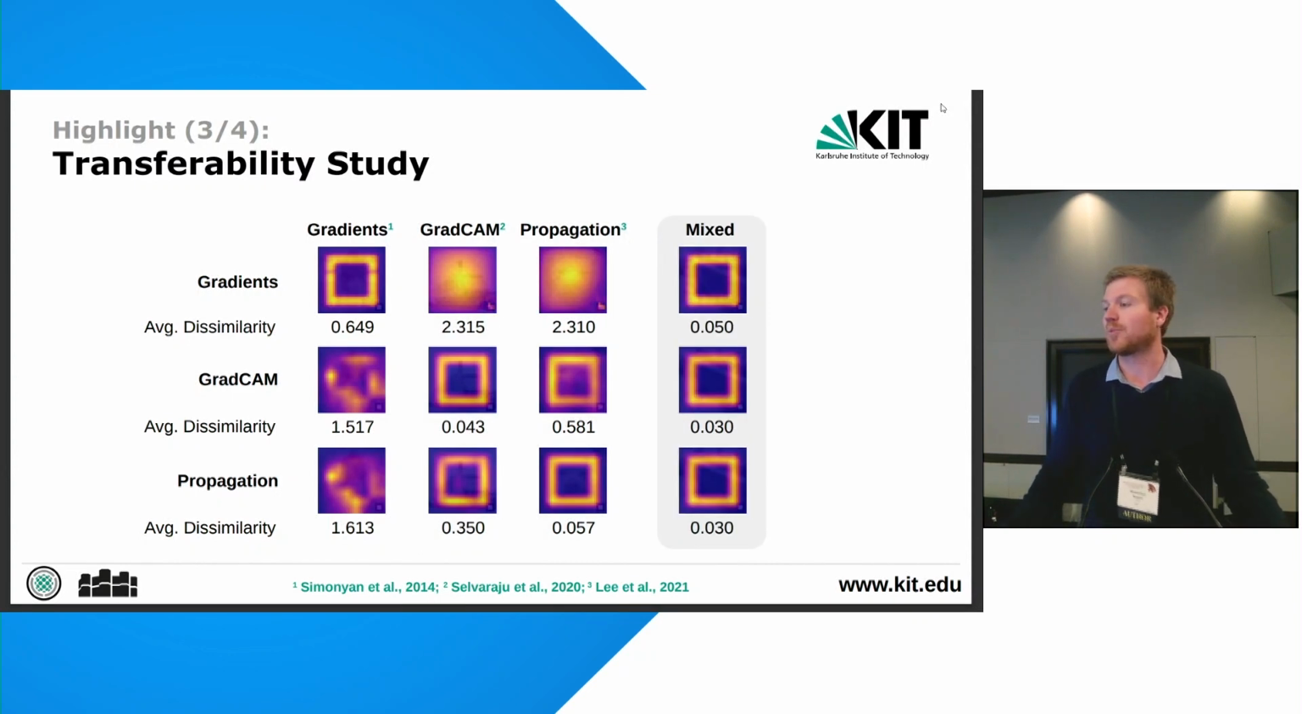To bypass this problem, we present our mixed attack. In this case, we just extend the loss function to consider multiple explanation methods, in this case the three. And as you can see, the model is able to fool multiple explanation methods at once.